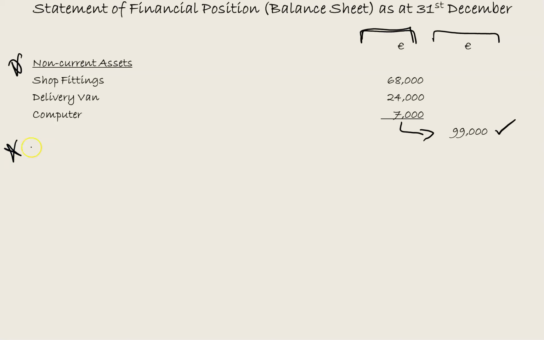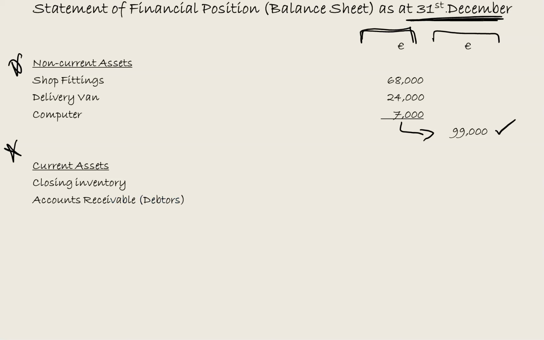Next, back over here, I'm going to list the current assets. And the current assets will be the closing inventory. Remember, it's the inventory at the end of the year, so the 31st of December. It's the accounts receivable, the debtors, and the bank. Now again, from the previous page, we can see the closing inventory was 20,000. That was under the additional information. The accounts receivable was 24,000, and the bank was 20,000.